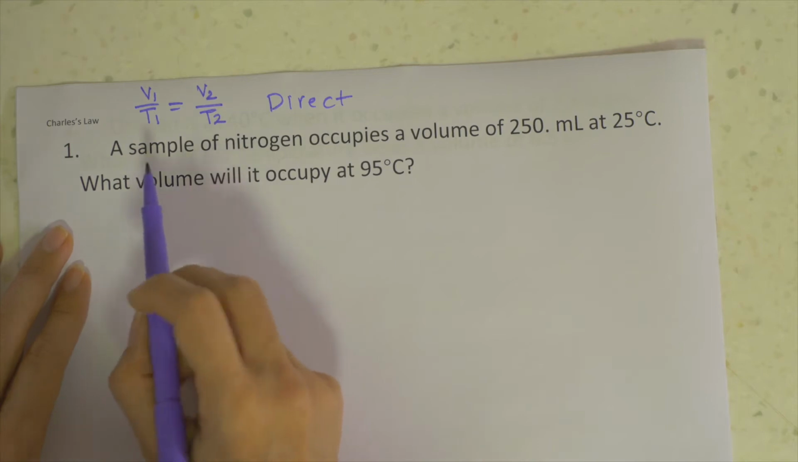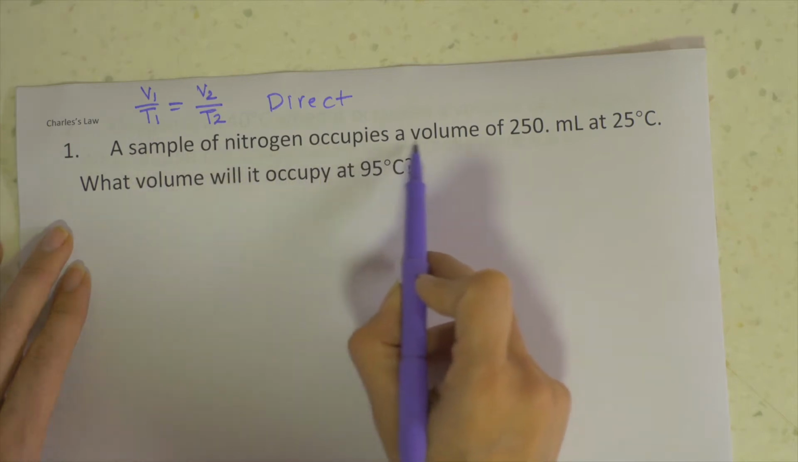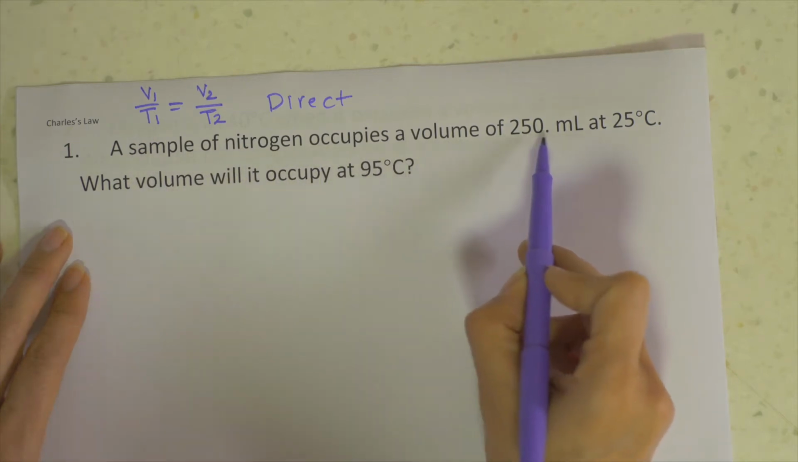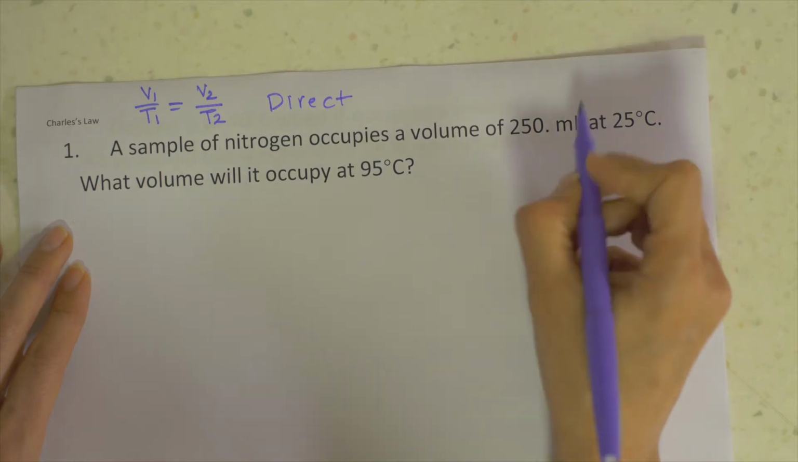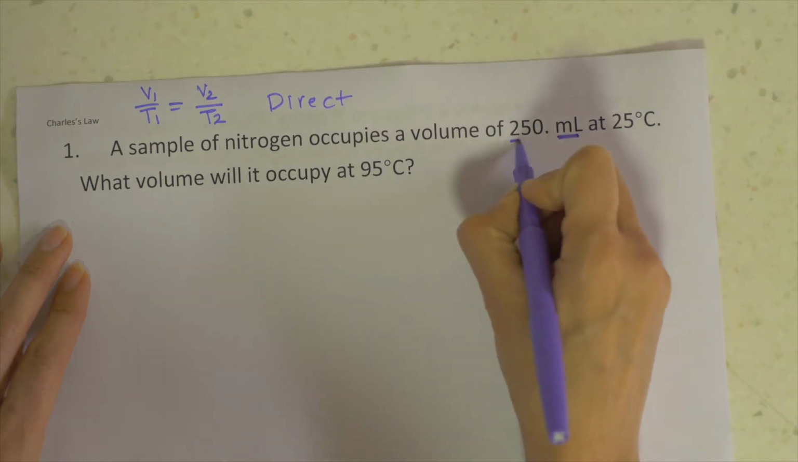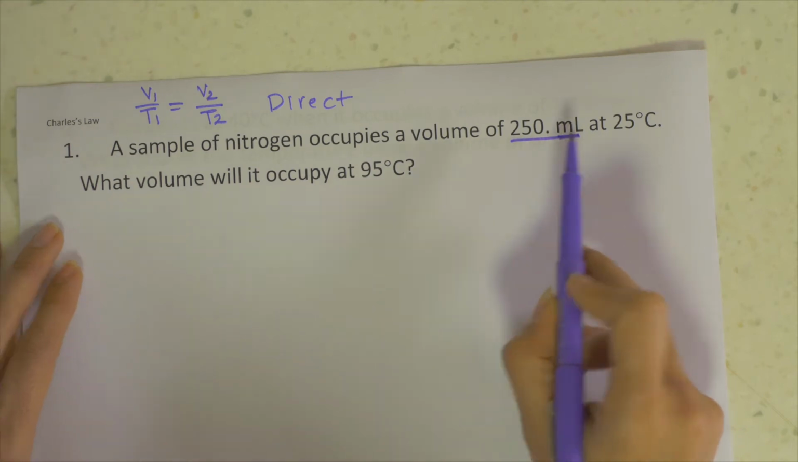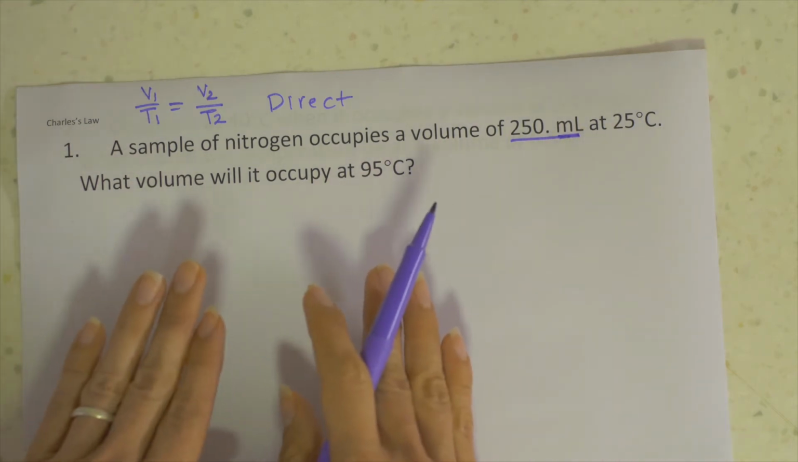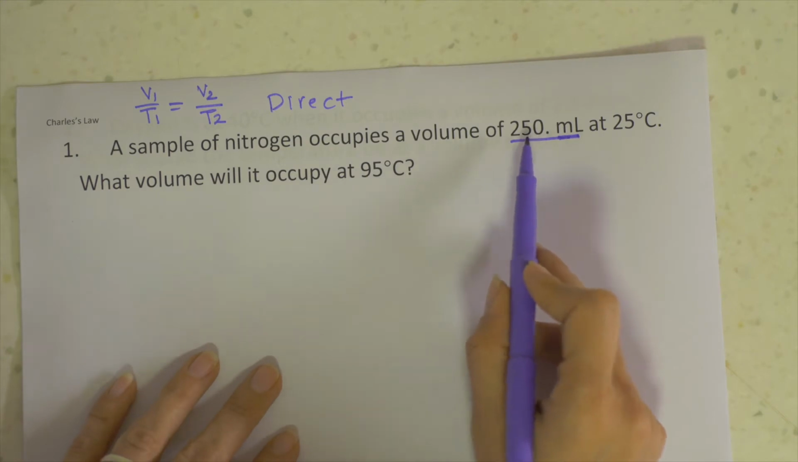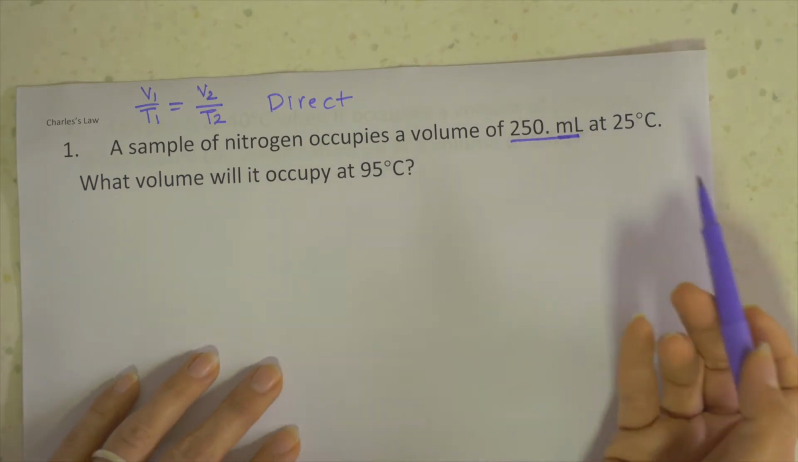So number one, a sample of nitrogen occupies a volume of 250 milliliters. And again, that's okay, just like we talked about in the last lesson. It's okay to have it in milliliters as long as both your volumes are in milliliters. And so if the other one is the unknown, your answer would then be in milliliters.